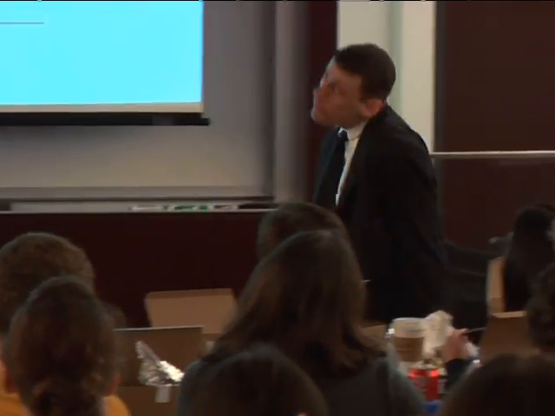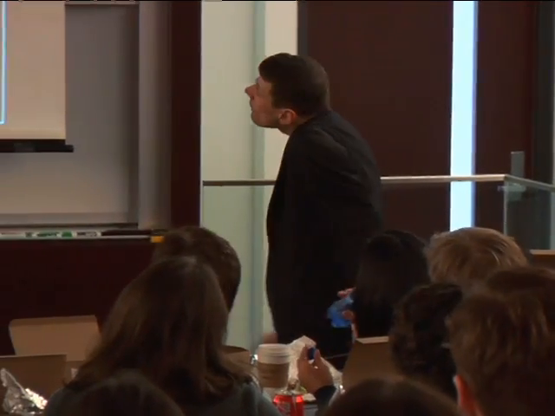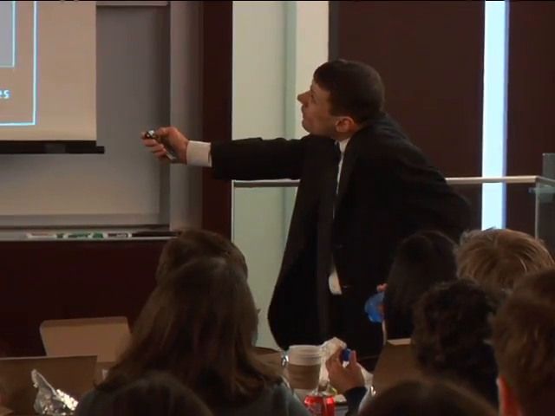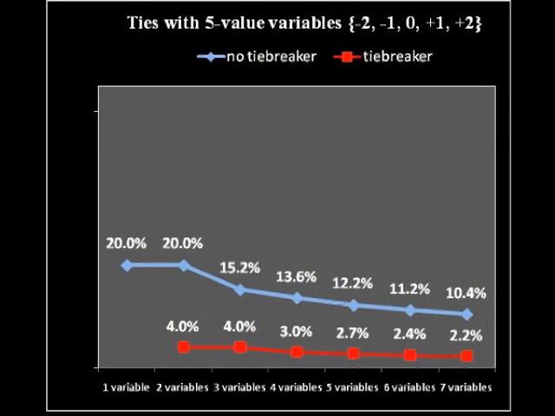So just to show you some computations, which Dan Roberts helped me with. So here are ties with 5 value variables. That is, variables that could take any of these 5 values: -2, -1, 0, +1, and +2. These values represent the following. 0 means that the variable is itself in equipoise.